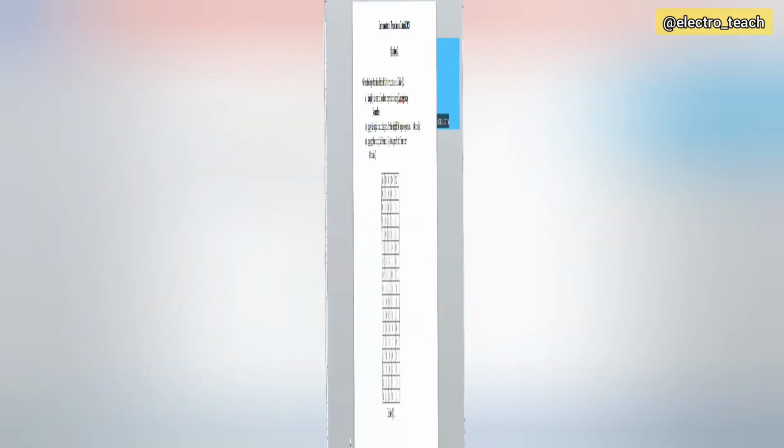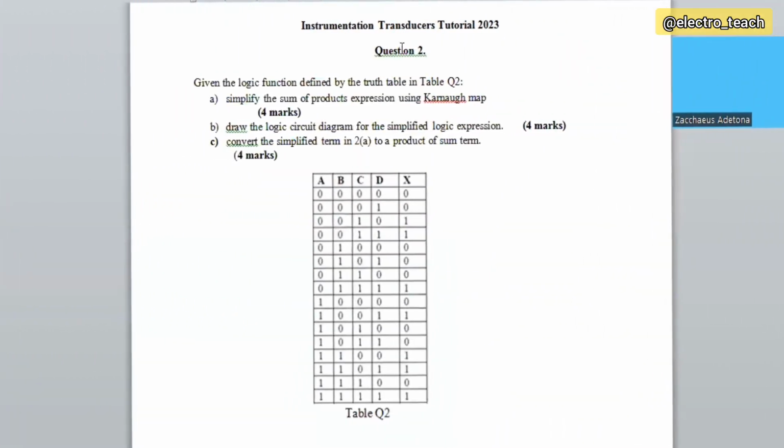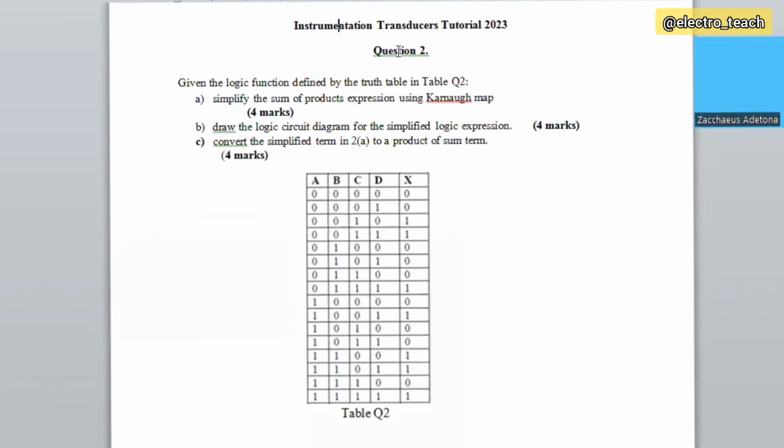Now let's look at the second question. It's talking about a logic function that we have on the truth table here. There's a logic function that generated the truth table. For the output x, we are going to write out the sum of products. Don't forget, we are dealing with the 1s at the output, where we have 1, 1, 1, 1, 1. Then we look at the sum of products expression of the inputs A, B, C, D for each row. Then we are told to also draw the logic diagram for the simplified logic expression.